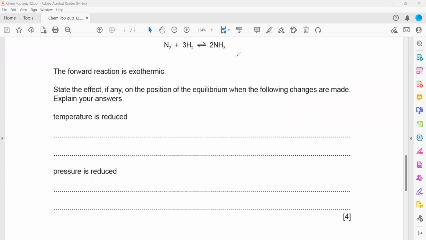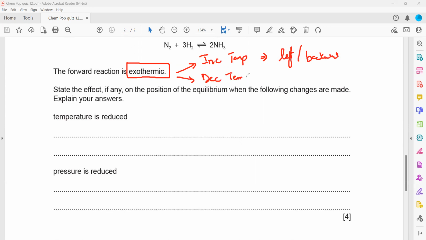So remember for exothermic reactions, whenever a chemical reaction is exothermic, what will happen if we increase the temperature? This is a fixed effect, it does not depend on any other thing other than the nature of a reaction, whether it's exo or endo. So for exothermic reactions, if we increase temperature, the equilibrium will shift towards the left hand side, or it will shift backward. And if we decrease or reduce the temperature, the equilibrium will shift towards the right, or we can also say forward.